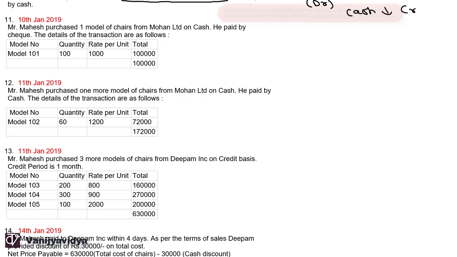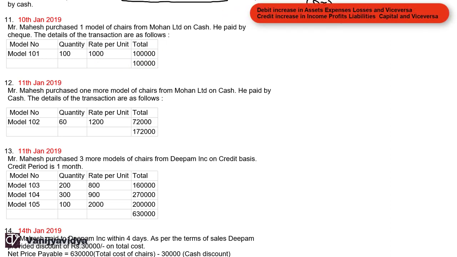So from the point of view of journal entry, only the monetary value of chair is important to us. This model number, quantity, rate per unit, it will be recorded in the stock register, not in the journal entry. Now, what are the accounts that are affected? One is Mr. Mahesh purchased the chair. So one is purchases account and he has paid by check. So check means he has paid by bank. So PQR bank account.